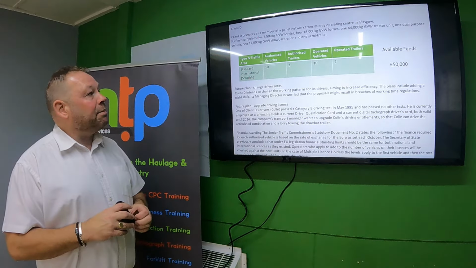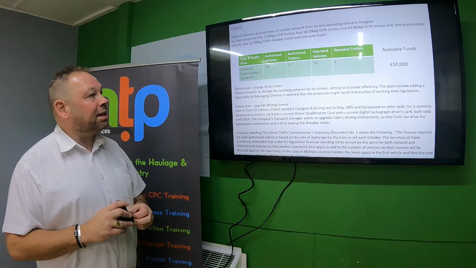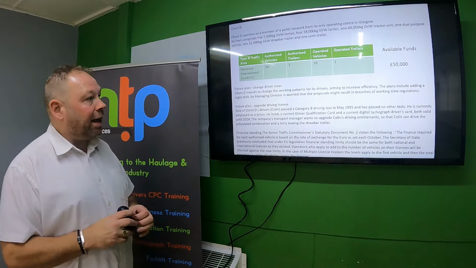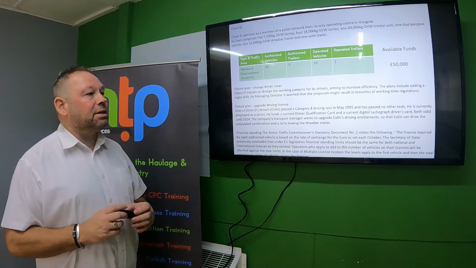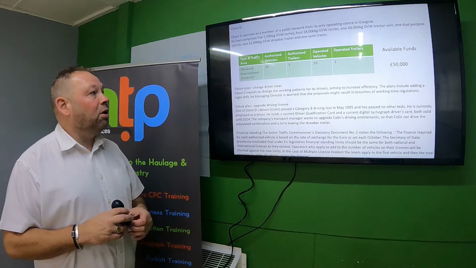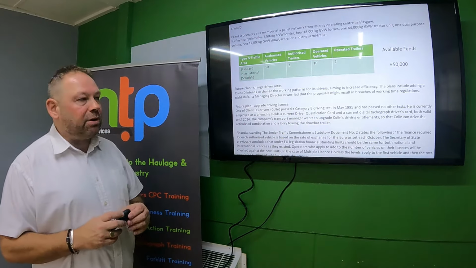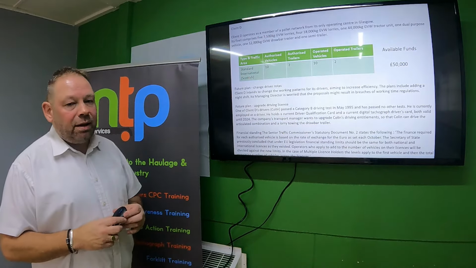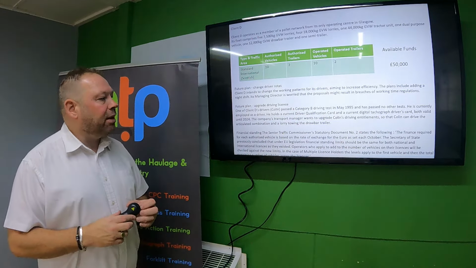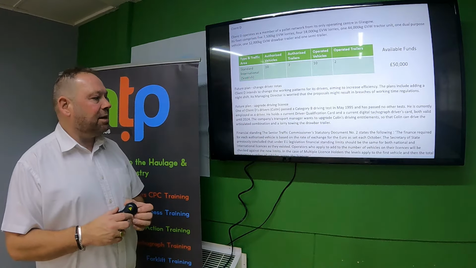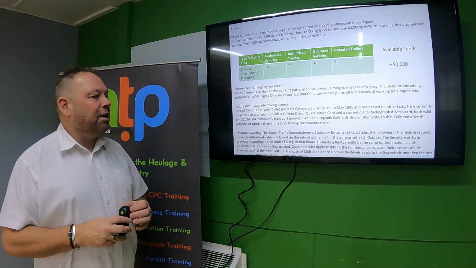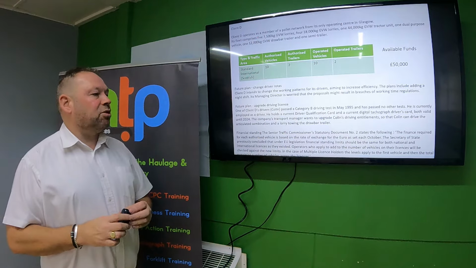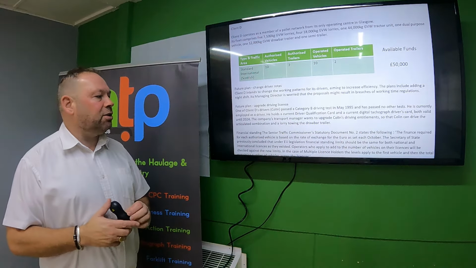Client D operates as a member of a pallet network from its only operating centre in Glasgow. Its fleet comprises 5 7,500 kilogram lorries, 4 18,000 kilogram lorries, 1 44,000 kilogram tractor unit, 1 dual purpose vehicle, 1 12,000 kilogram drawbar trailer and 1 semi-trailer. Again, the grid gives us traffic area, authorised vehicles and operating vehicles and trailers and the available funds. Future plan: change driver rotas. Client D intends to change the working patterns for its drivers, aiming to increase efficiency. The plans include adding a night shift. Its managing director is worried that the proposals might result in breaches of working time regulations.